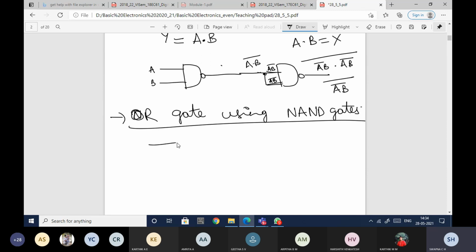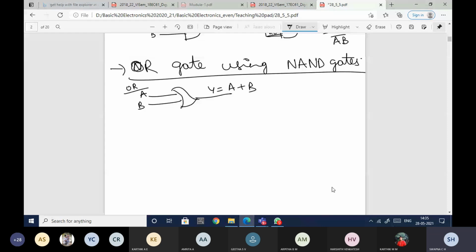So OR gate, how will be an OR gate? I'll have A, B, here Y is equal to A plus B. So again I want to implement OR gate using NAND gate, so I'll take the output equation of OR gate. Y is equal to A plus B. Okay, is it in the required form? What is the required form? I need it in the form where in between I should have dot and whole bar should be there.